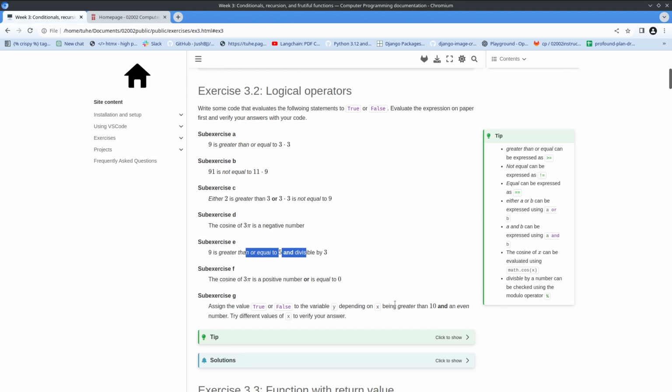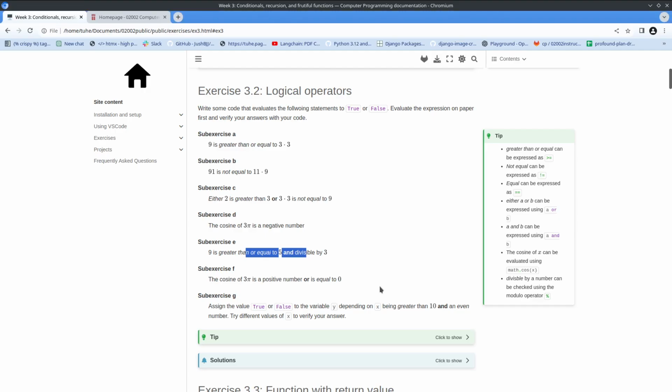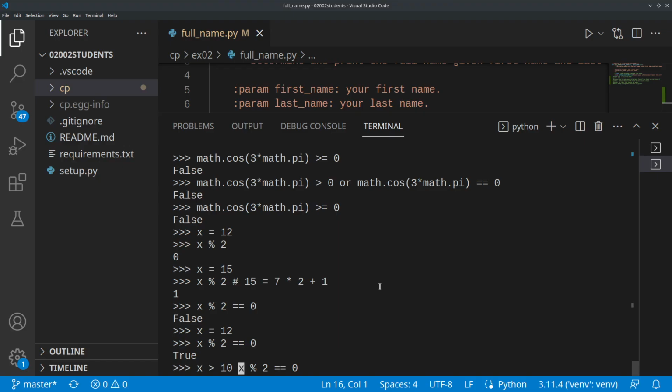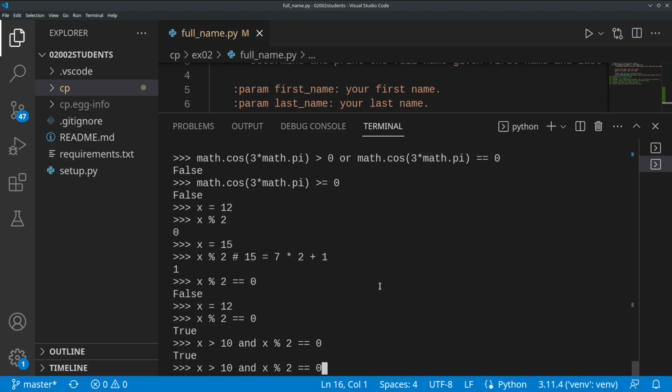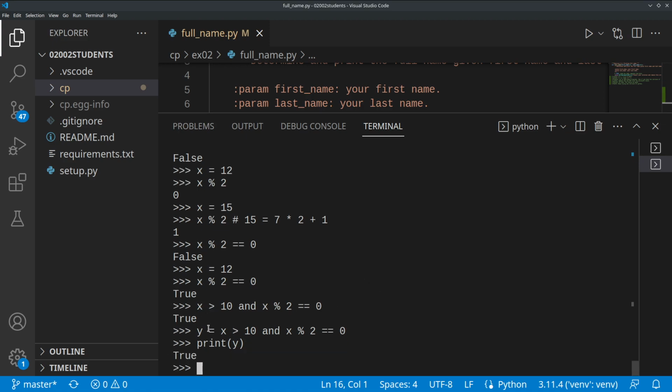Okay, let's try to solve it. x is greater than 10 and it's an even number. So we can say greater than 10. I guess that must be strictly greater, and even. We can check that like this. And then we need to assign this value to a variable y, and we can do that like this. So in this case, y is going to be equal to what? True, right?